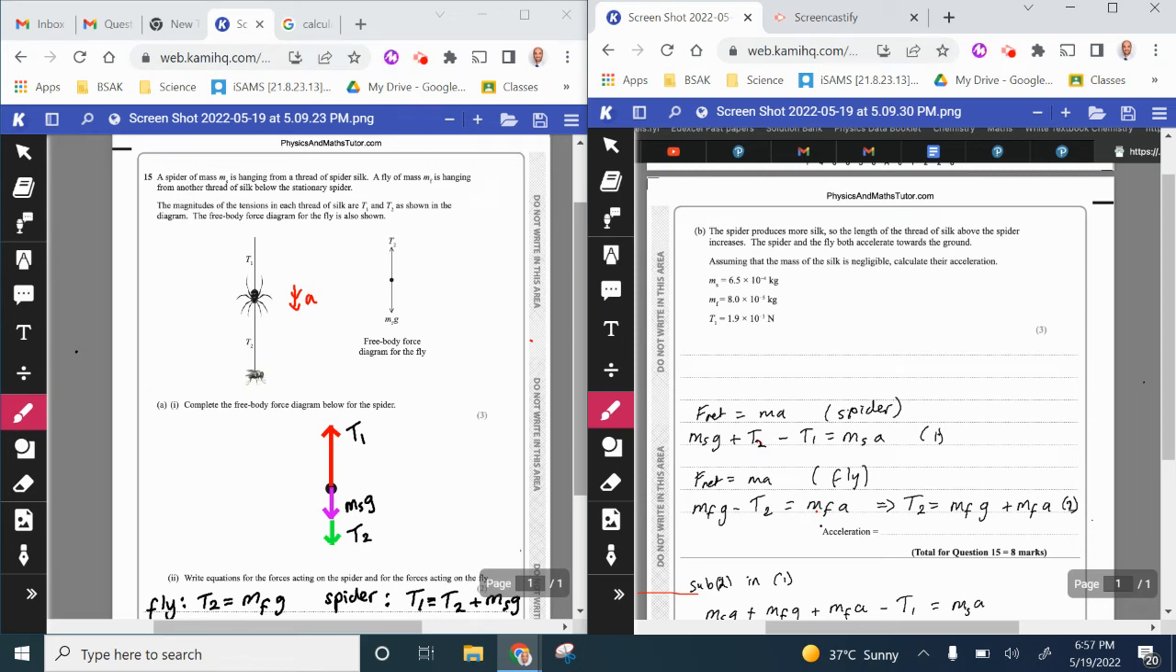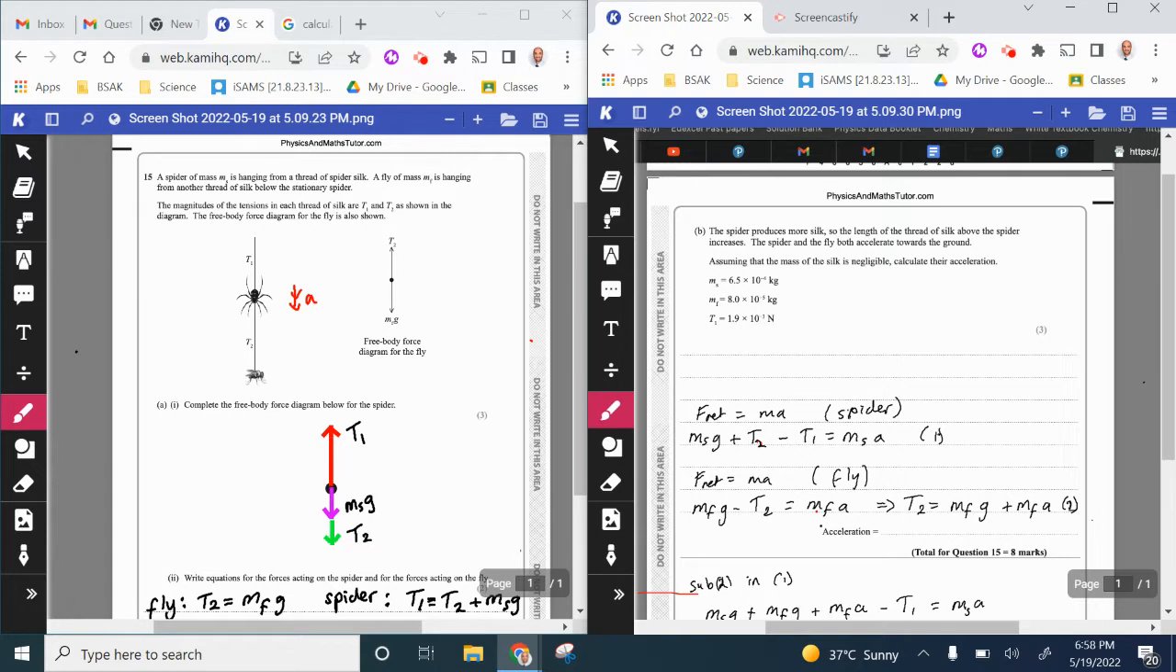Okay, so what we have here is a spider of mass ms hanging from a thread of spider silk. A fly of mass mf is hanging from another thread of silk below the stationary spider. The magnitudes of tension in each thread of silk are T1 and T2 respectively, as shown in the diagram. The free body force diagram for the fly is also shown over here.